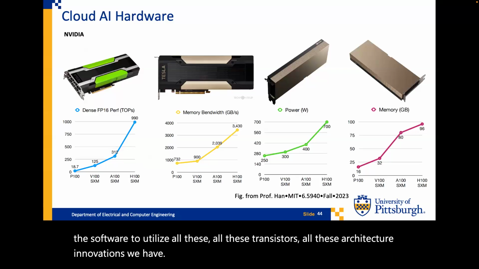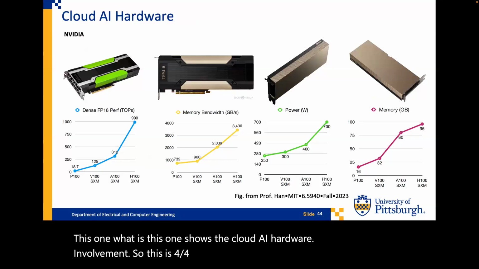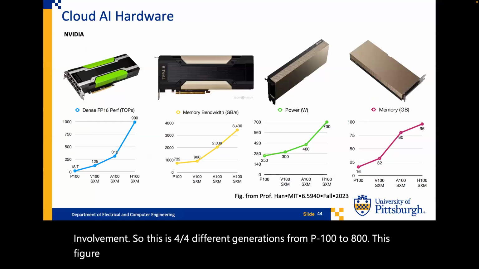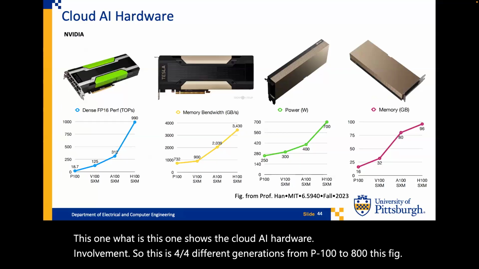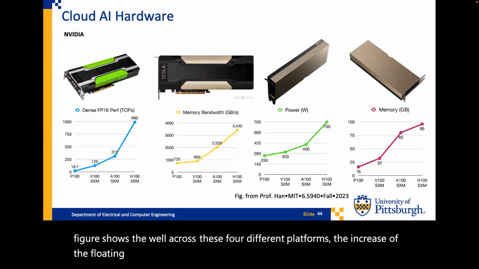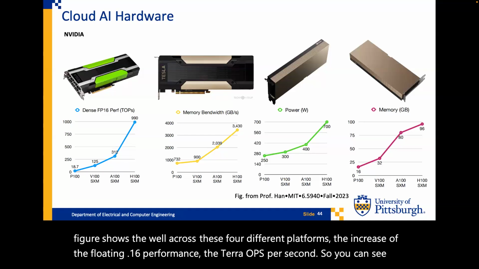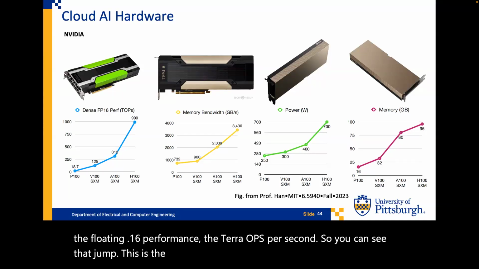This one shows the cloud AI hardware evolvement. So this is four different generations from P100 to H100. This figure shows, across these 4 different platforms, the increase of the floating point 16 performance, the teraops per second. So you can see that jump. This is the memory bandwidth.